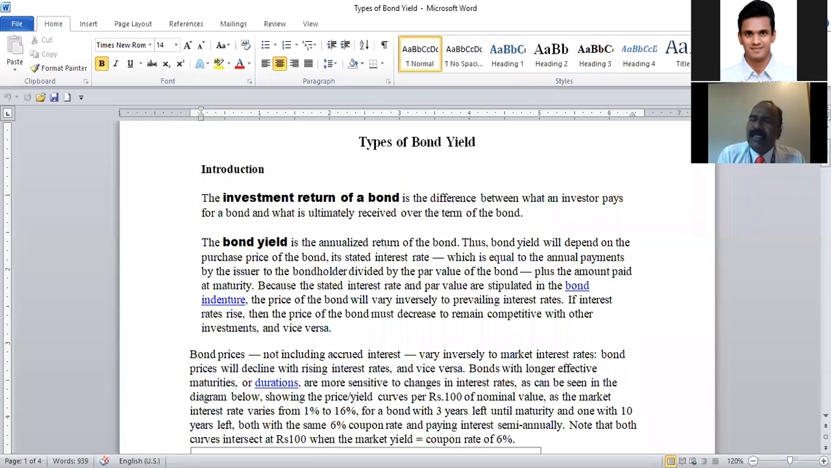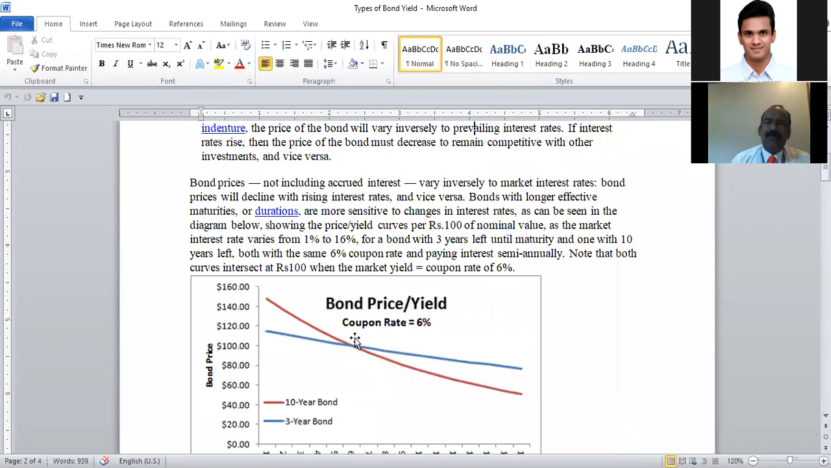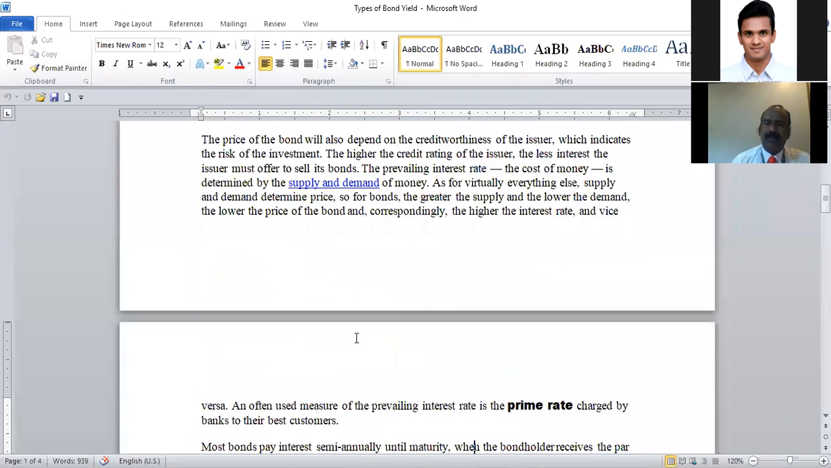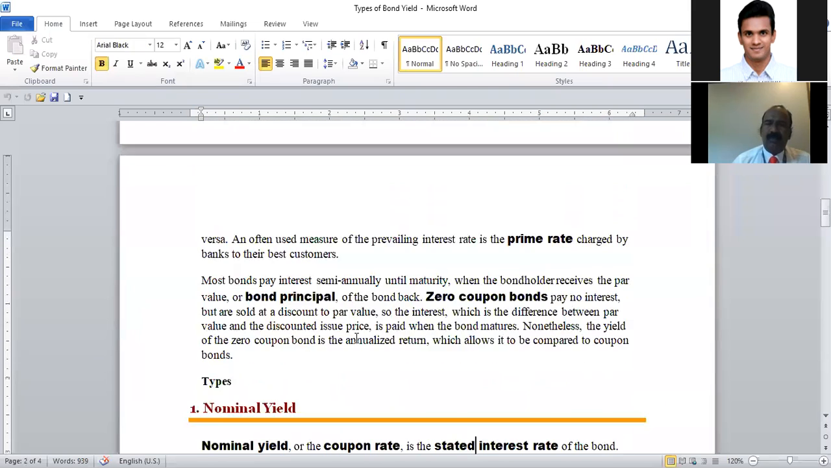When the interest rate increases, the price of the bond must decrease to remain competitive with other investments, and vice versa. So if the interest rate increases, the price of the bond decreases. If the interest rate decreases, the price of the bond increases. We have seen the relationship between those two components already. This graph we have seen already: the bond price and yield are inversely related. The previous session we have seen this.